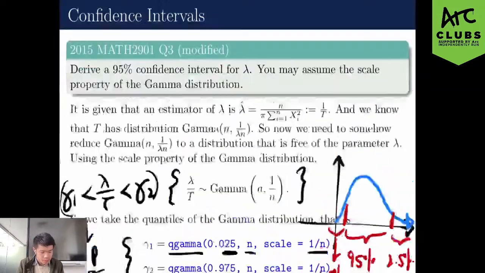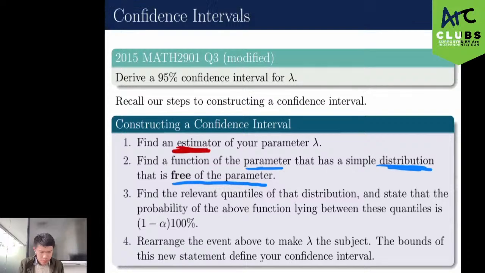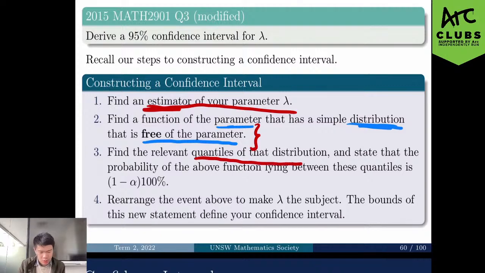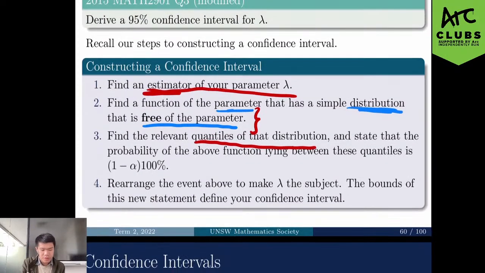Let's just revise them. Number 1, find an estimator, and then basically try to reduce it to a distribution that is free of the parameter. Then find the relevant quantiles of that distribution, and then rearrange the event to make lambda your subject. And that's your confidence interval.